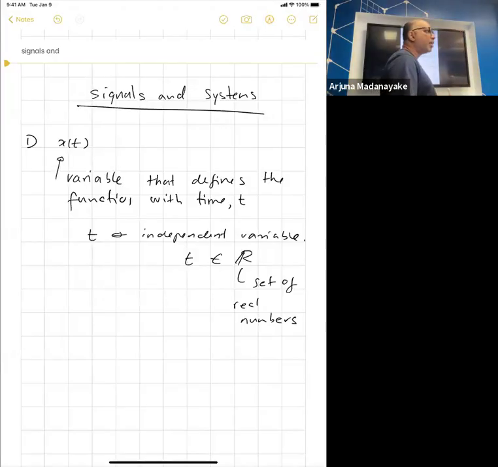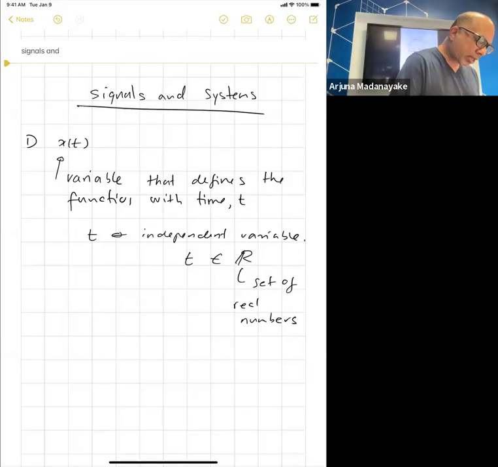So in signals and systems, we have all kinds of functions and signal sequences. Some of them are defined as mathematical expressions, some of them are not. But the simplest possible example of a function in signals and systems is a sinusoidal wave, right? So we can write, for example, x of t as A sine of omega t plus phi.